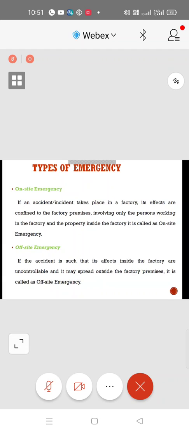And off-site emergency is one which cannot be controlled by the premises itself. We can take some facilities from the adjacent factory area. For example, as we are under MOU conditions, we can take fire tenders from adjacent areas, the adjacent factory cluster areas. But if it can be controlled completely, kept under control, and the nearby area is not disturbed, in those conditions we count it as an on-site emergency.